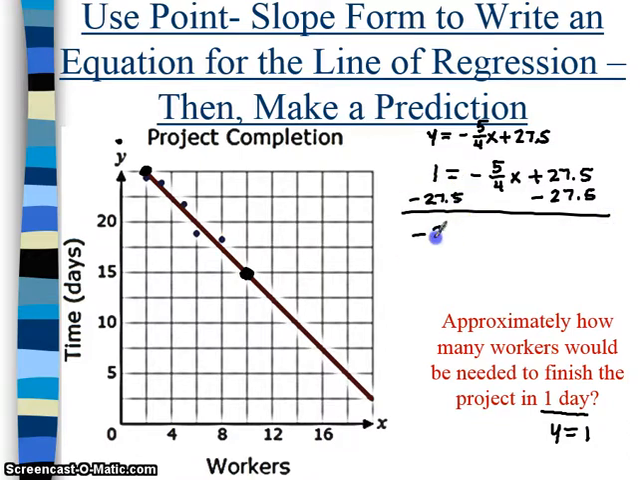So we have negative 26.5 equals negative 5 over 4x. Multiply by the reciprocal, multiply by negative 4 over 5, because those will equal 1. We're left with x equals, now remember this is over 1, so we need to take negative times a negative, which is a positive, which makes sense because it's going to take a positive amount of workers.